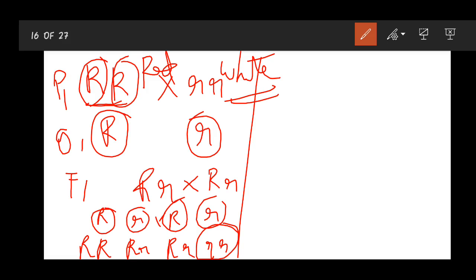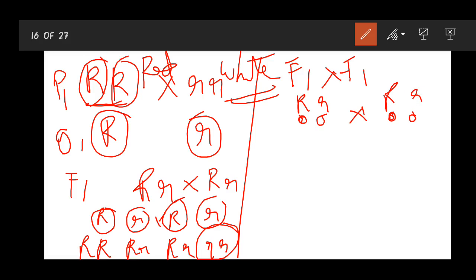So we are going to consider the F1 cross F1 here. You have two Mendelian factors for F1: one is capital R, the other is small r. These are the factors considered by Mendel. He considered these trait determining units as factors, so I am drawing them as factors. The same thing that we saw here happens.